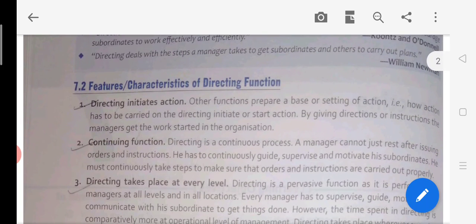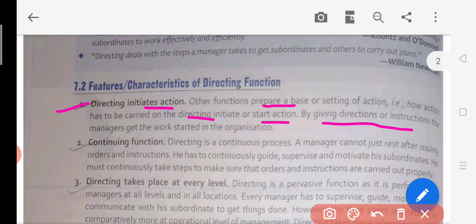Features. What are its features? So direction initiates action. It is just like other functions, which prepare a base or setting for action. How action has to be carried on, the direction initiates it to start. By giving directions or instructions, the manager gets the work started in the organization. So see, simply the first feature, we are giving direction so that the work will start in the company, because direction is nothing but an order given to the employee so that he will start some work. Okay, so that is the first point.